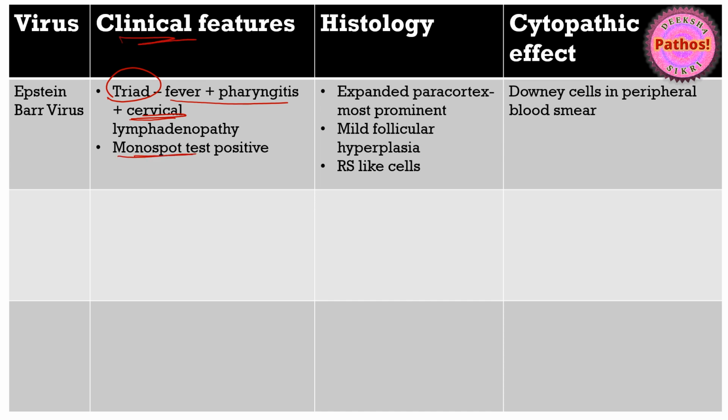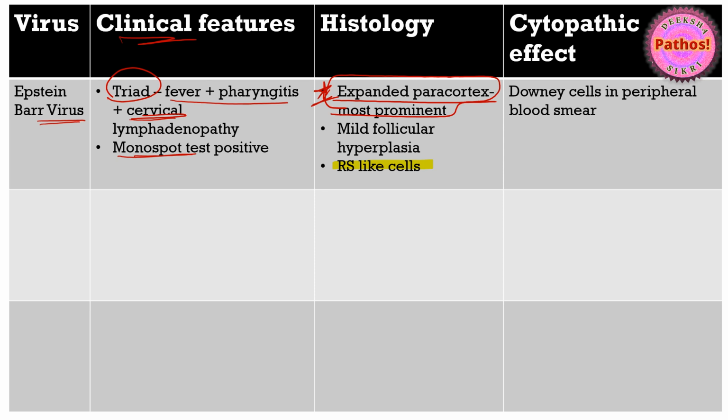Now since it's a viral infection, T cells are what will expand. So T cells mean paracortex, which means there you will get expanded paracortex. There could be mild follicular hyperplasia, and don't forget that you can also get RS-like cells. These are reactive cells, nothing to worry about.